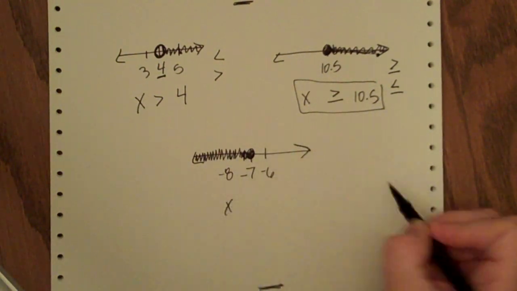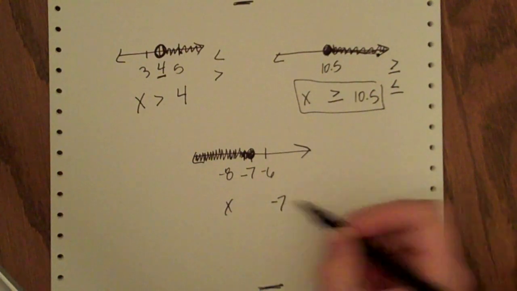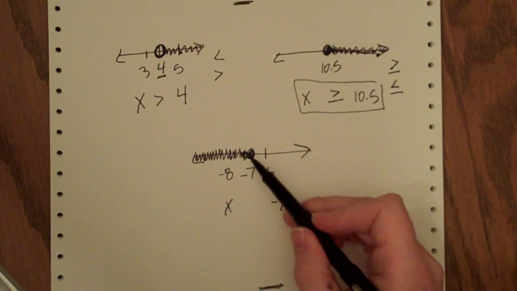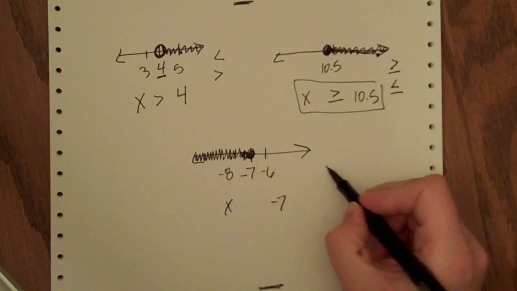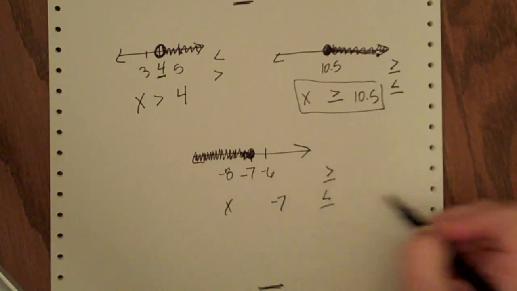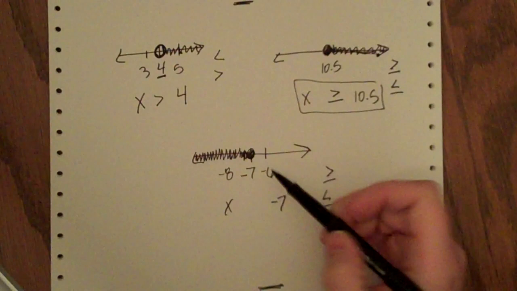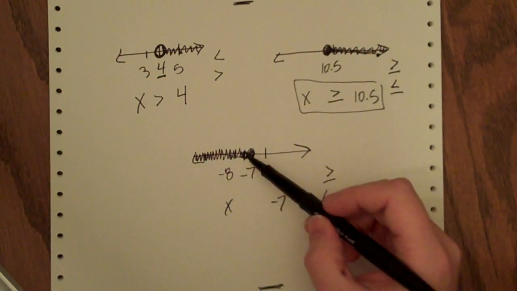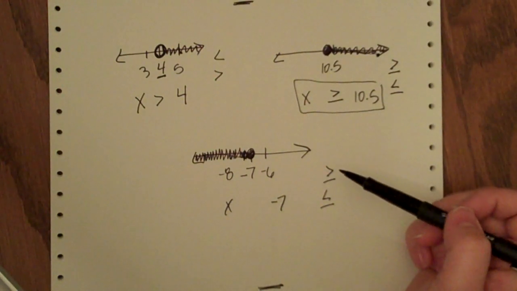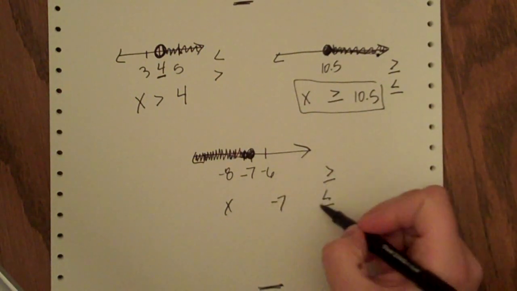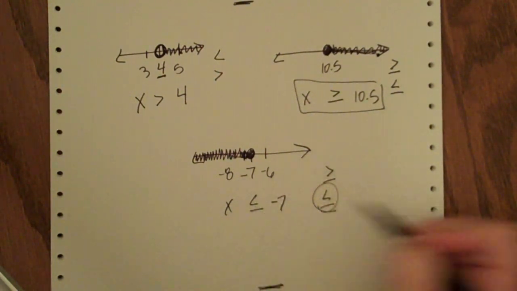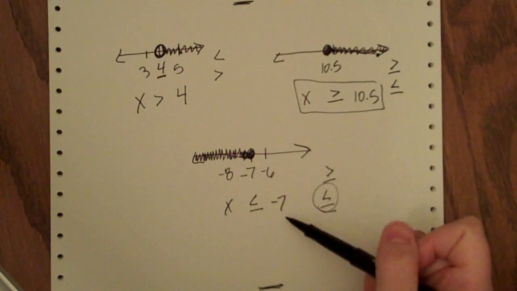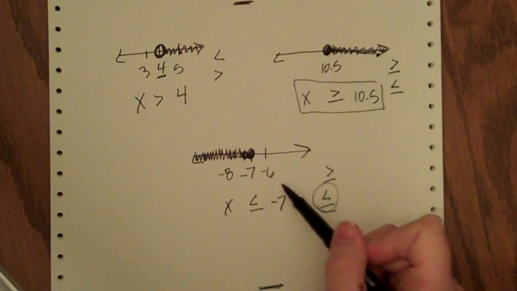Well, again, we've got our variable and our number, and in the center of those we need to write our symbol. Again, we have a closed circle, so our options are greater than or equal to, or it could be a less than or equal to. Since this time we're shading to the left are all the numbers smaller than -7, which means we are going to use the less than or equal to. So this graph here represents the inequality statement x is less than or equal to -7.